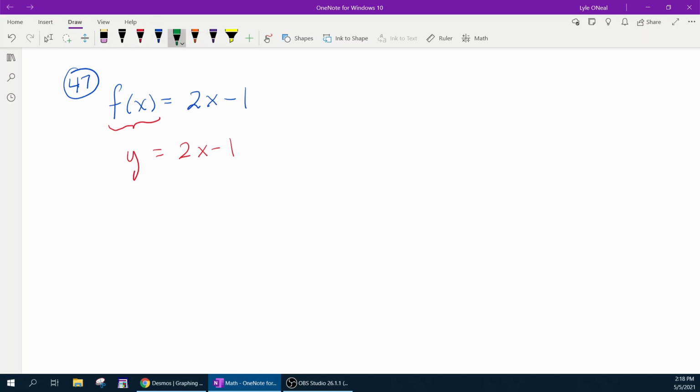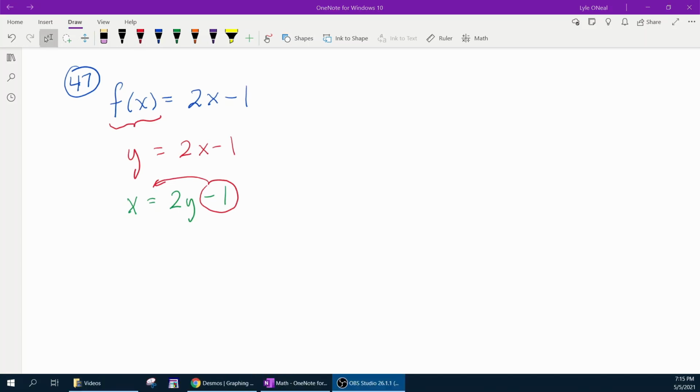And then the second S is switch. We're going to switch x and y. And the third S is solve. We're going to solve for y. So I'm going to bring the negative 1 over. That's going to give me x plus 1 equals 2y. And then if we divide both sides by 2, that'll get the y completely by itself. And then I'll have my answer.